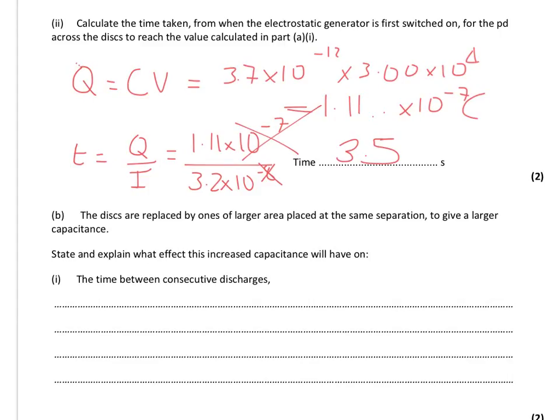So to get the charge, we took the potential difference and the capacitance to get the charge, and then Q equals IT because it's told you it's charging at a constant rate to answer the next one. So let's move down.